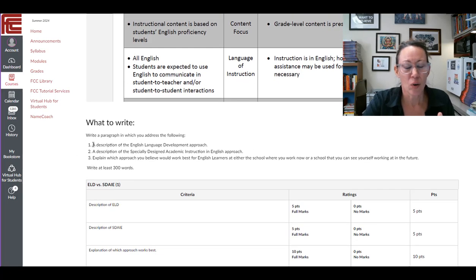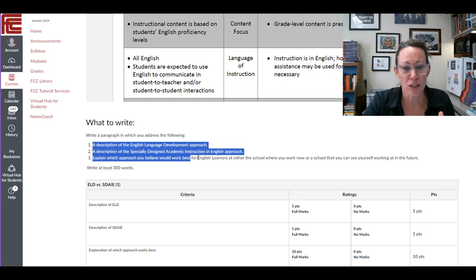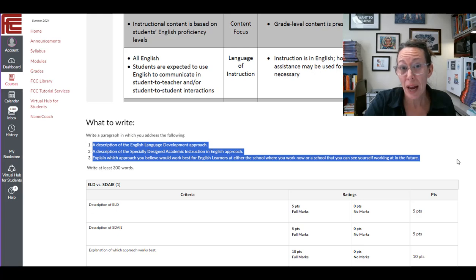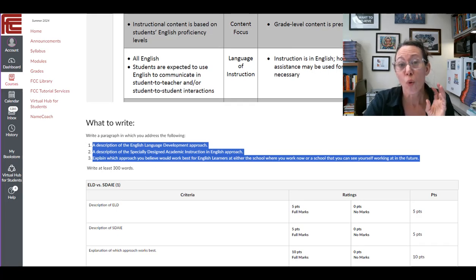And then once you are done reading all the information, you're going to write me a paragraph. What I'm asking you to do is to choose which one, either ELD or SADI, you believe is the most effective.